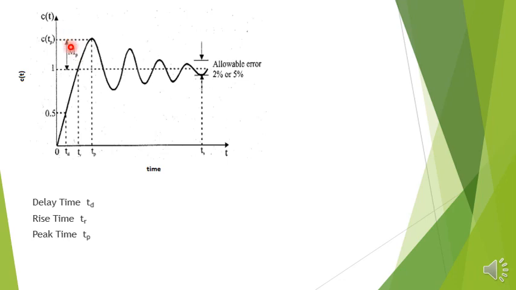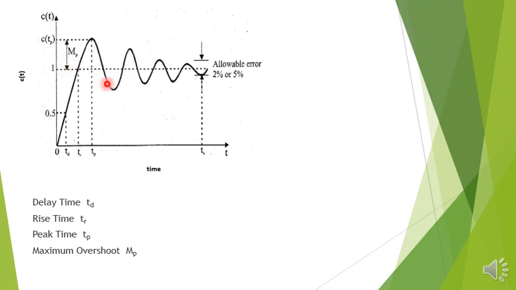Next is MP, that is maximum overshoot. It is the difference between the peak value and the steady state value, or final value. It is the ratio of maximum overshoot to the steady state value, final value. So here it is C of Tp minus 1, divided by 1. So it is C of Tp minus 1.